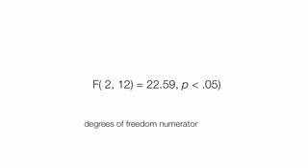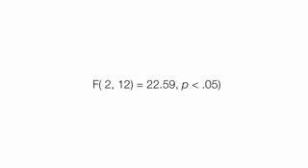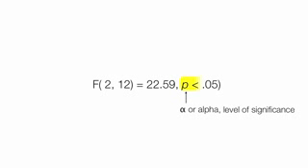The first value is the degrees of freedom of the numerator, and it relates to the number of groups or samples under study. The 12 is the degrees of freedom of the denominator, and it relates to the total number of observations. The 22.59 is the result of the ANOVA, or your F test result. And finally, this P is alpha, and it represents the level of significance, in this case 0.05.